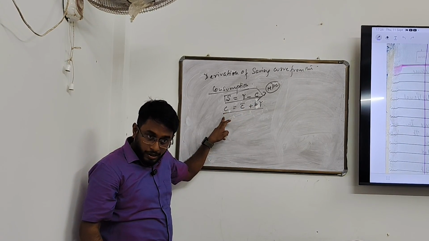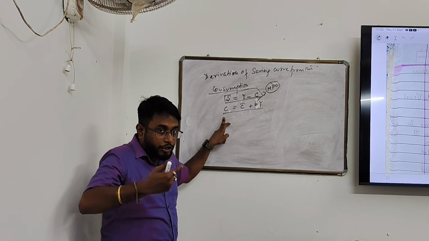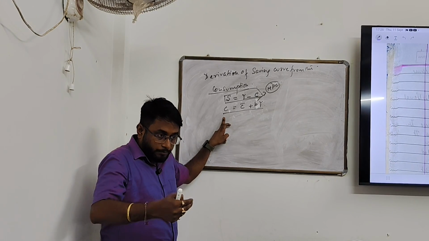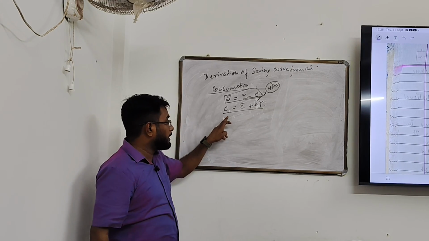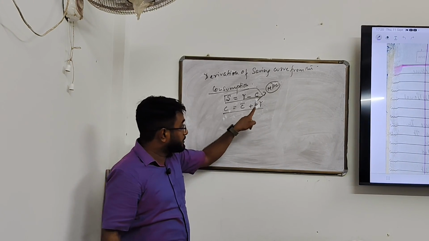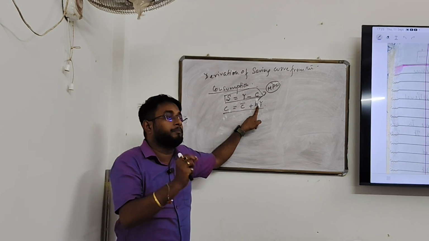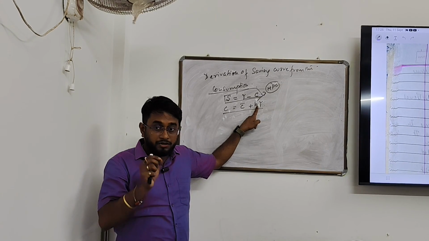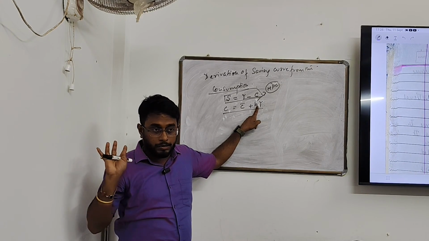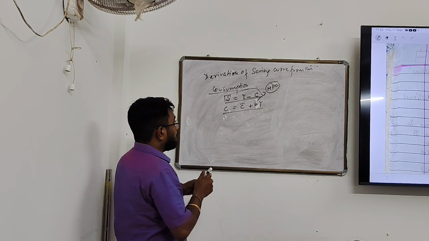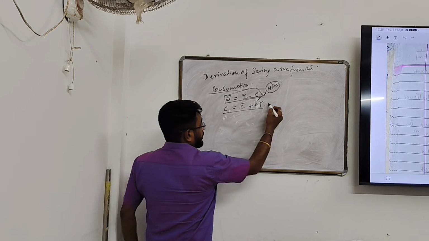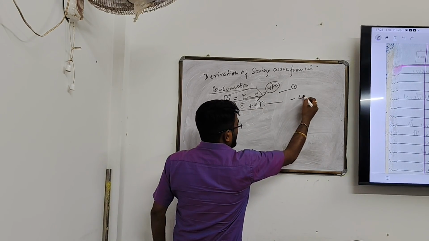Because once we write C, consumption is related to income, and change in income gives change in consumption. Similarly, if we write S, we will write the same B, but the meaning will change. That B stands for MPS. Will you remember? Okay.